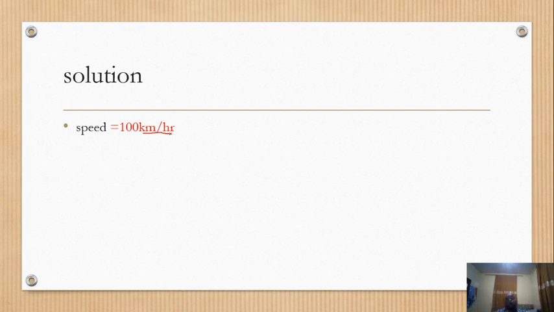So the car was traveling 200 kilometers in the 2 hours. Of the 2 hours, in every hour, the car was traveling what? 100 kilometers. That's what it means.